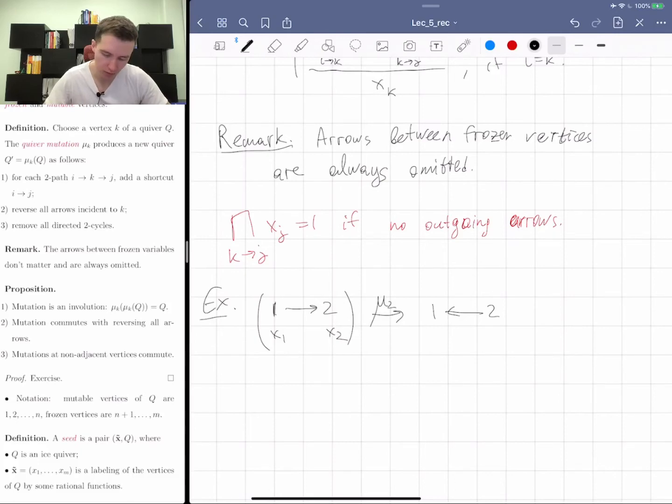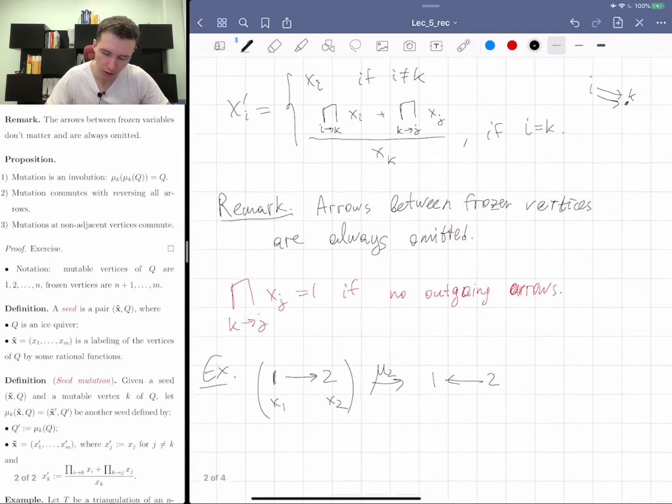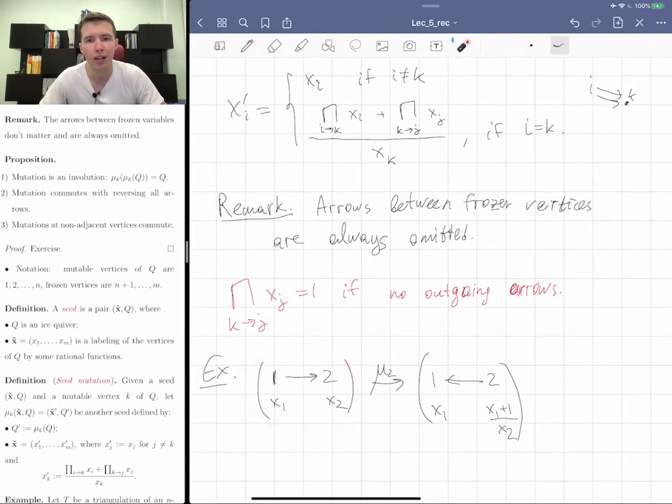By the seed mutation rule here, I'm not going to change x1. So x1 stays the same, but x2 is going to change in a certain way. If I take the product over incoming arrows, I get x1. The other product is empty, so it's equal to 1. And then I divide by x2. So (x1 plus 1) over x2 is my new seed, mu2 of this seed here.